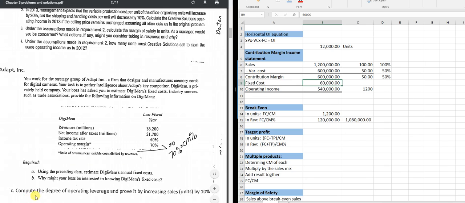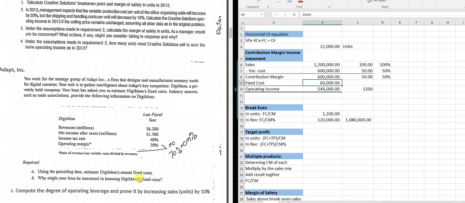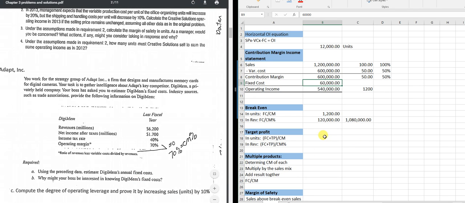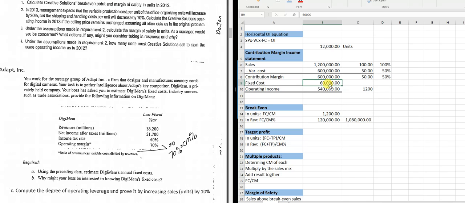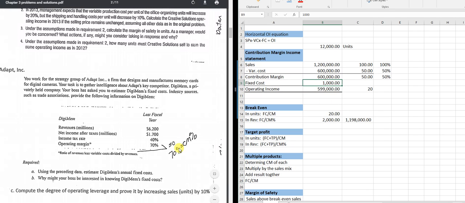Okay, so degree of operating leverage, you can read the solution there. It can kind of tell you, all right, if I lose sales, they go to zero, I will still lose $60,000. As opposed to if this is $1,000, if I lose and have zero sales, I'll lose $1,000. So it's just the term called the degree of operating leverage. Okay, so second question, compute the degree of operating leverage and prove it by increasing sales by 10%. So I'm going to pause this a second so I can put it up.